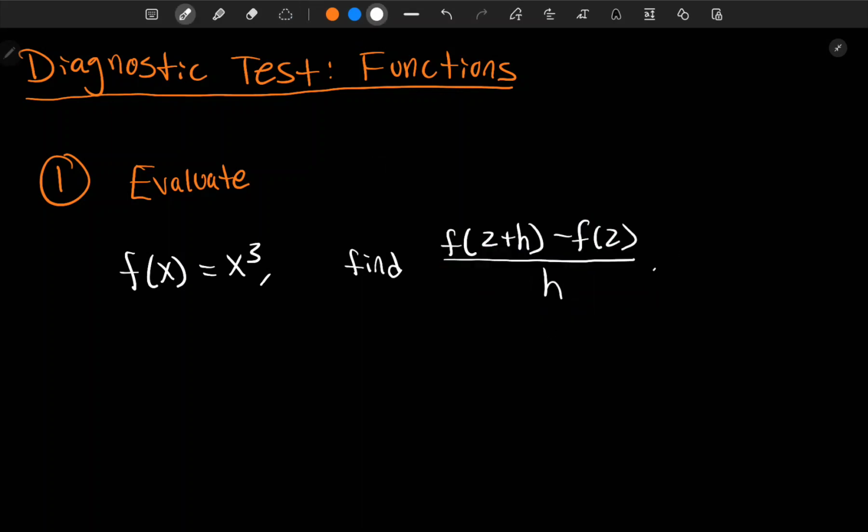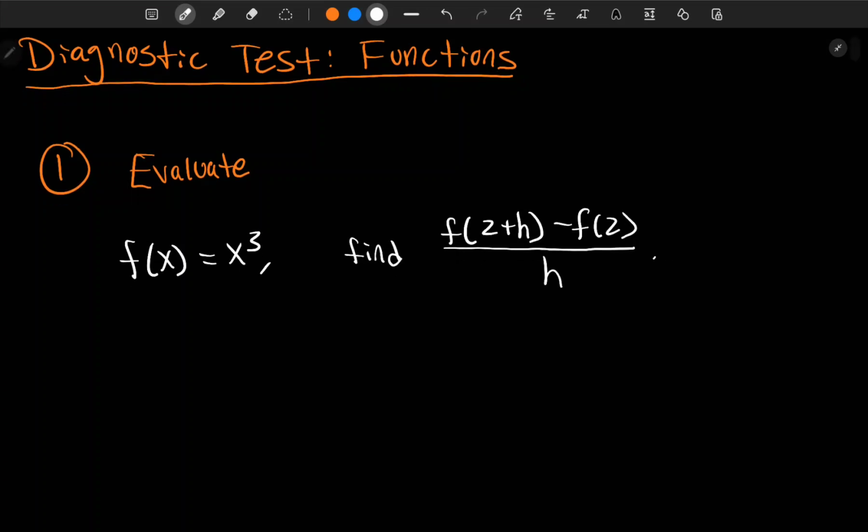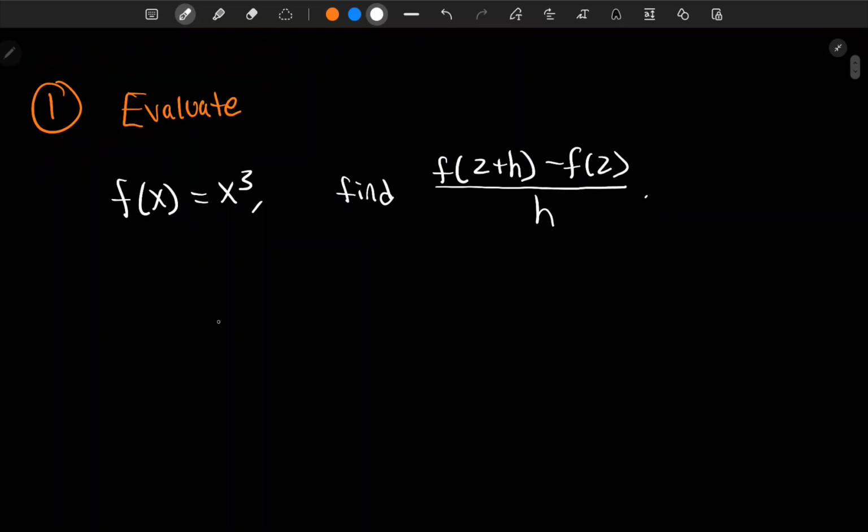This quotient will show up very often in calculus, especially when discussing limits. But for now, we just consider h any variable that we'd like. So for us, we simply plug in each of these values in the numerator, and we evaluate the quotient. So, doing so, we find that we plug in 2 plus h cubed minus 2 cubed divided by h.